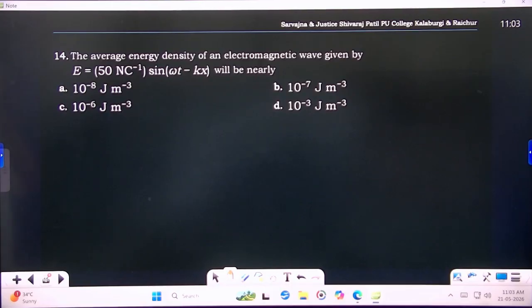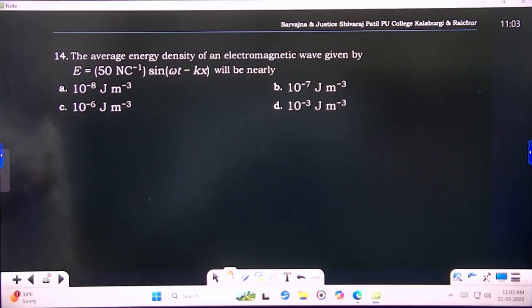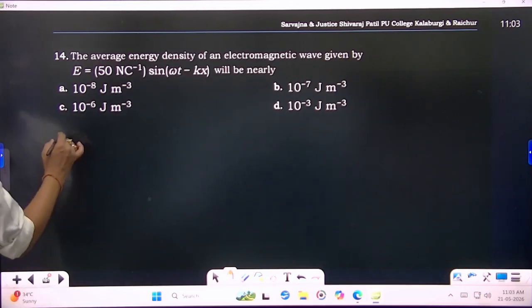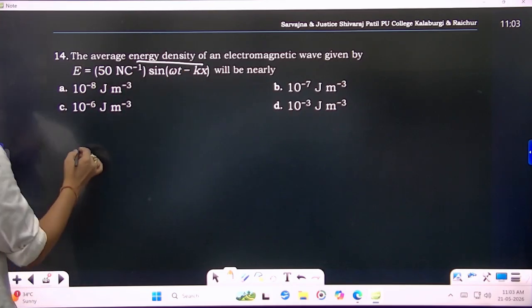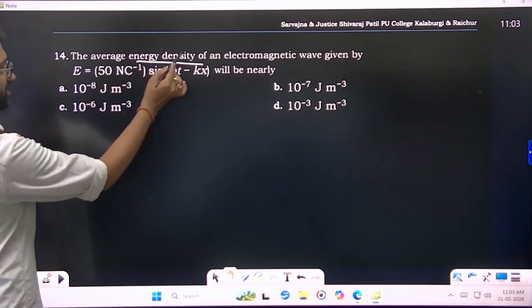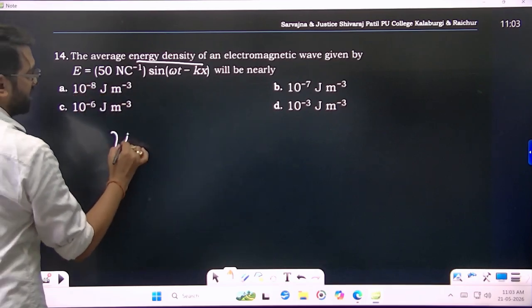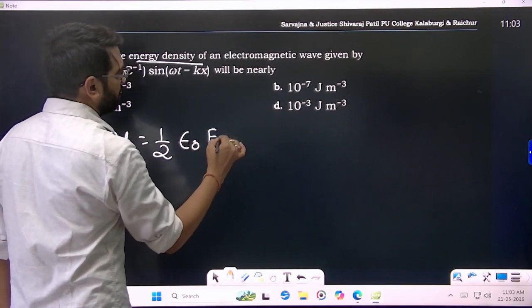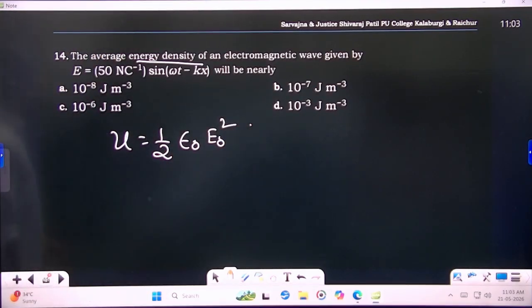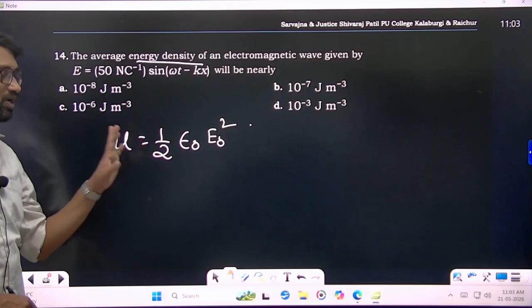14th. The average electrical energy density of an electromagnetic wave is given by the average electromagnetic intensity. So the average energy density, not electric energy density, is given by half epsilon naught E naught square. This is the formula. If the average electrical energy density is asked, it becomes 1 by 4.